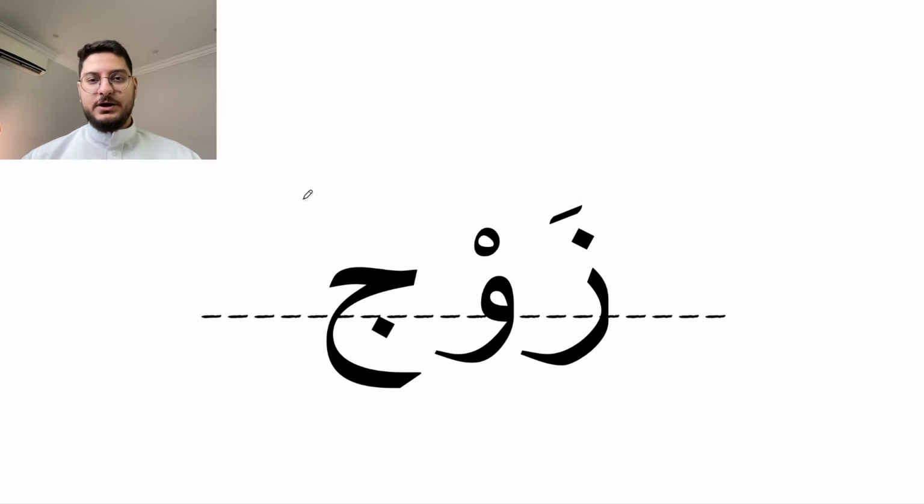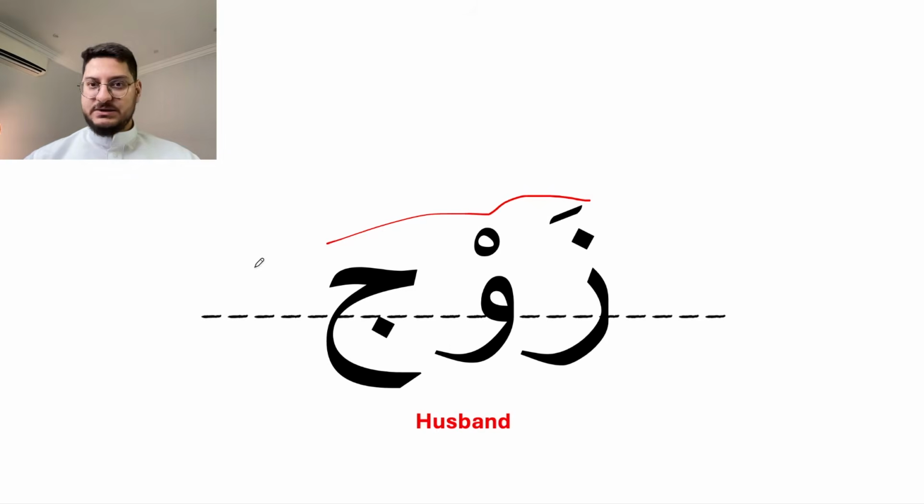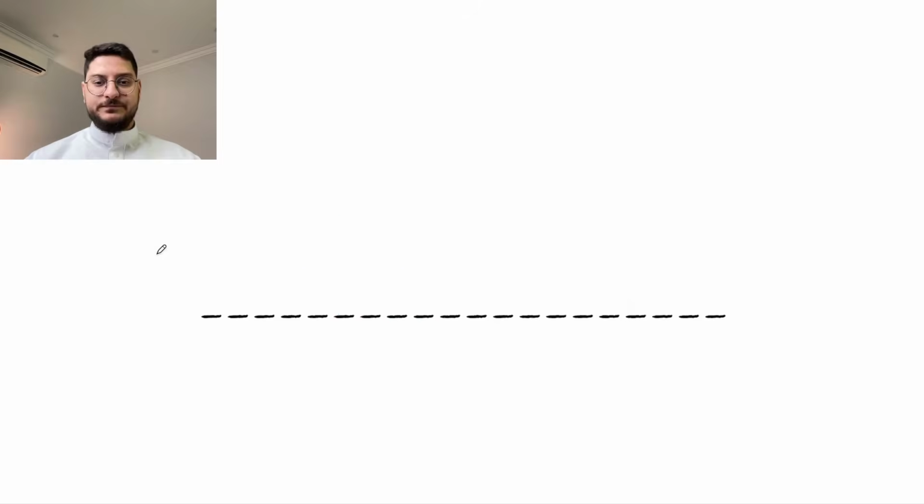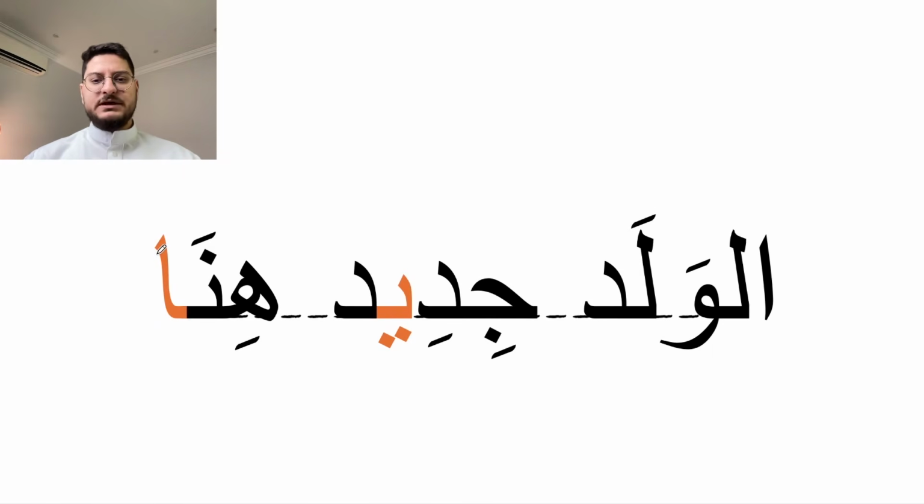Let's look at another important example. We have zawj, and zawj is a husband. You can also think of a husband as a male spouse. Then what would be the feminine version of a spouse, the female spouse? Zawja. So just adding a ta marbuta, zawja, and zawja would be a wife. Zawj, zawja, husband and wife. Let's look at some examples now.